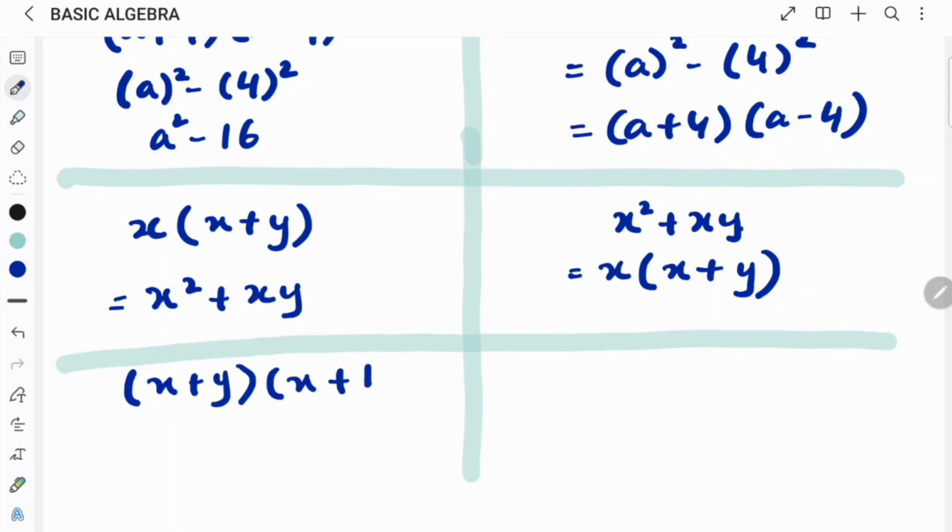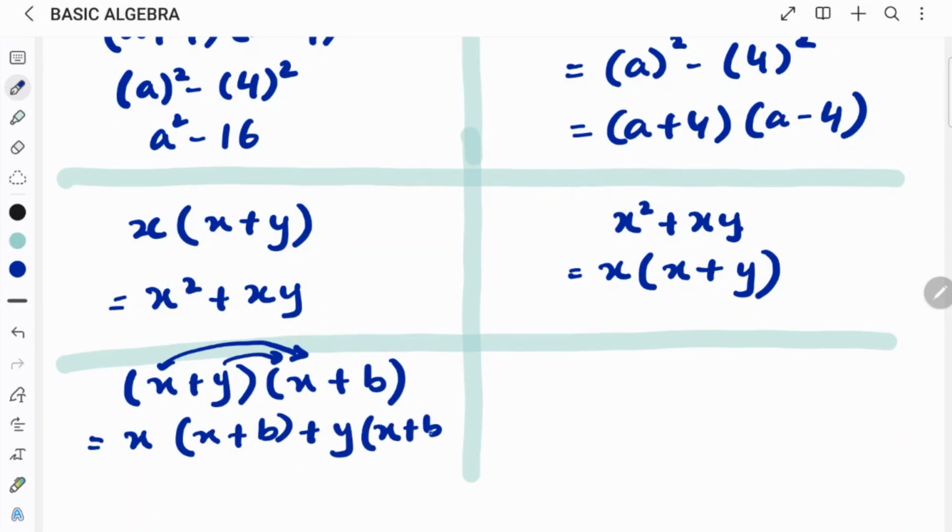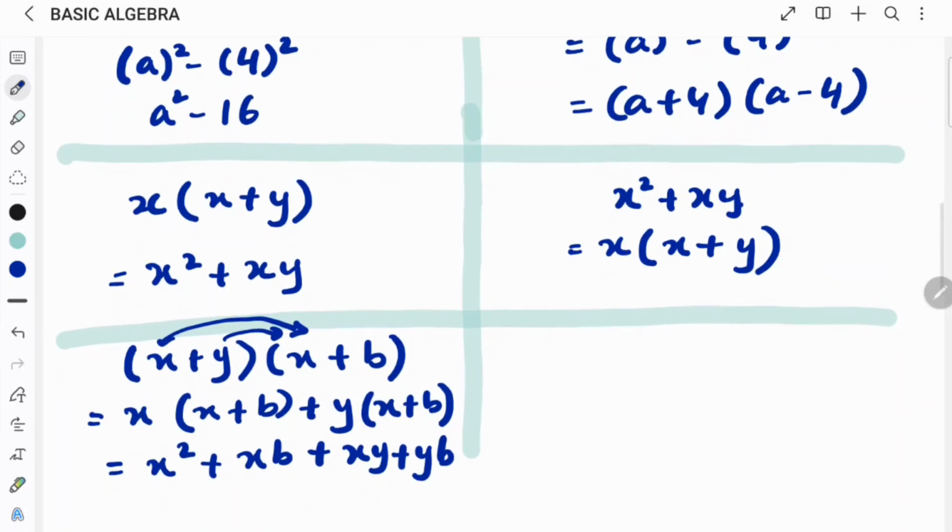Take another example. For example, if you have in any question like x plus y and x plus b, obviously this is a question of expansion. What do you do? X and then the whole bracket x plus b. Now you are expanding one by one. First of all, you multiply x with the whole thing, and then you multiply y with the whole thing. But write down the sign in between, x plus b. So the answer will become x square plus bx or xb, anything you can write down, xb plus xy plus yb or by, anything you write down. In expansion we cannot do anything, we cannot simplify more.